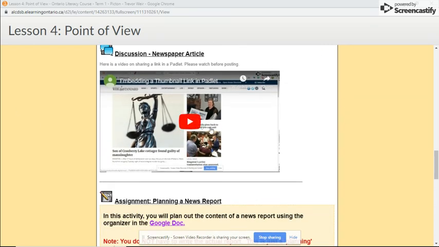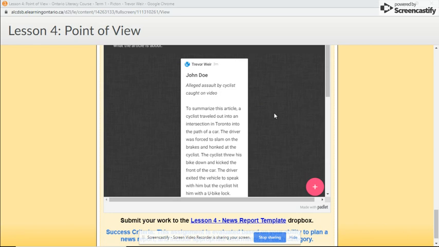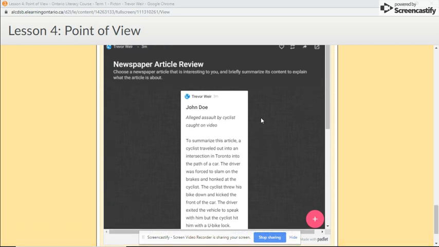Here we have a discussion of how to embed a link in a Padlet. We're asking you to go down and do a Padlet today. Here's the Padlet. What it asks you to do is go and find a newspaper article, something that you're interested in. You could use any one of the links that I provided in lesson 1, and find an article that you're somewhat interested in. Always a good thing to write about things you're interested in. And then I would like for you to summarize the article.